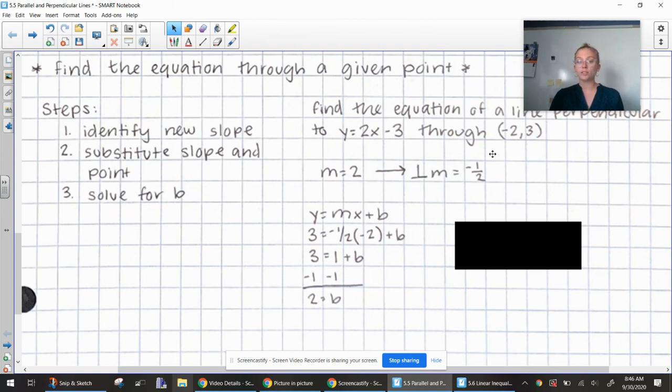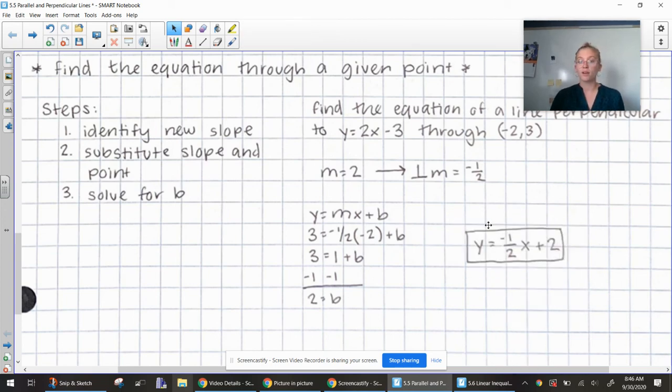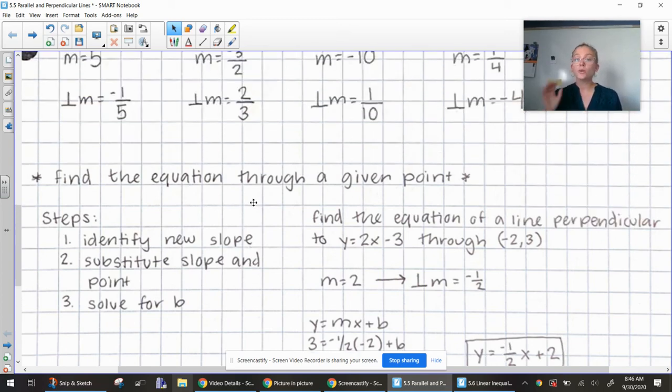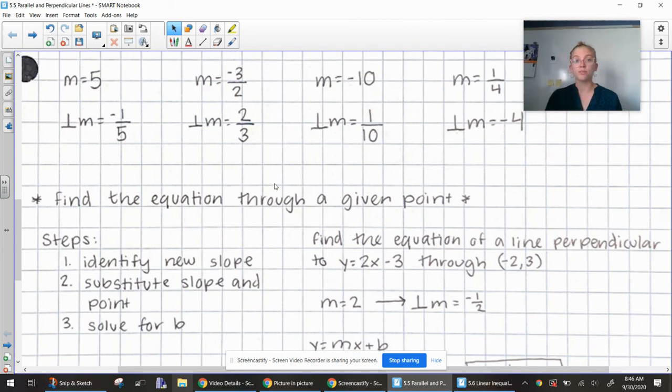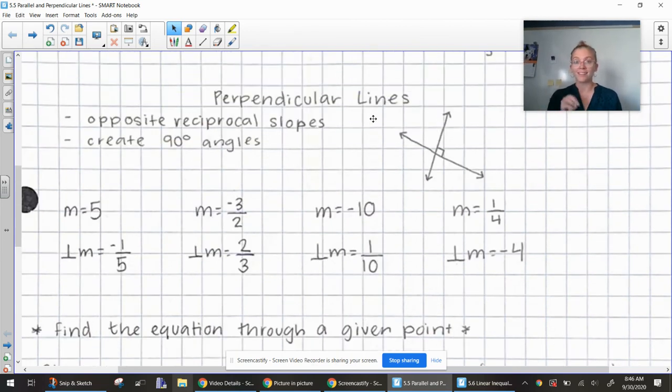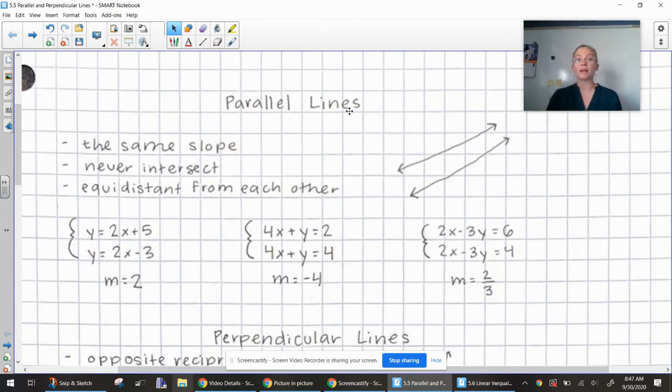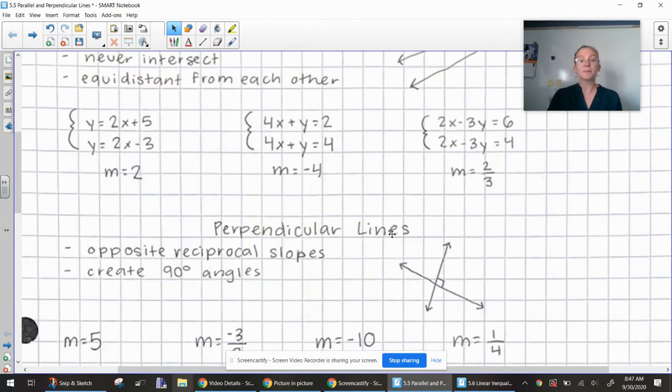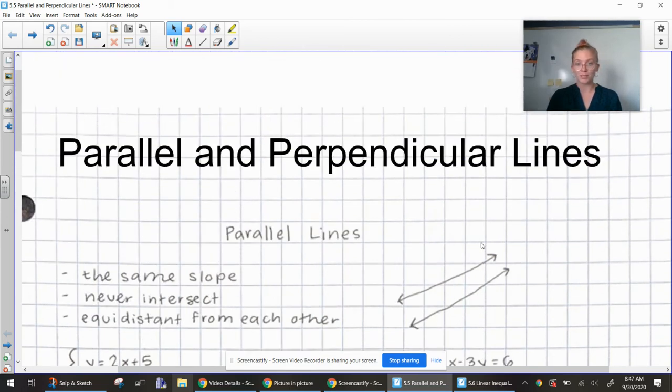So now I know my new slope, I know my new y-intercept, and I can substitute them in for my new equation. Y equals negative 1/2 x plus 2. So this is all of the basics for finding the equations of a line that are perpendicular or parallel. Remember, parallel lines have the same slope. Perpendicular lines have opposite reciprocal slopes.